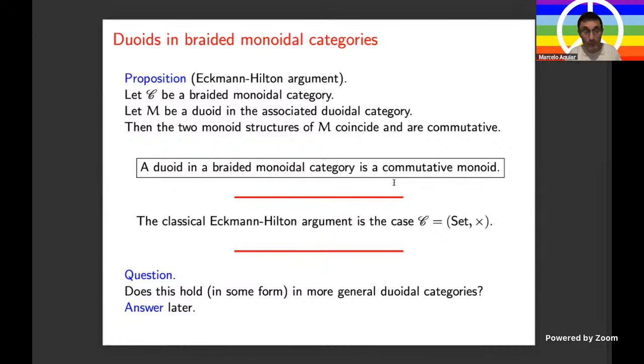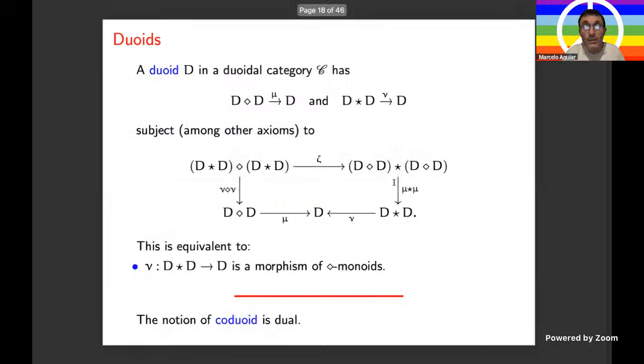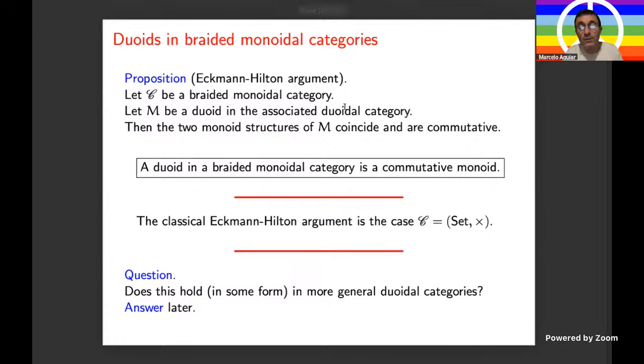general setting of duoidal categories, the two monoidal operations, let me go back, have a different domain. The two multiplications have different domains, D diamond D and D star D, so they cannot coincide, which is the conclusion of Eckmann-Hilton. So this question looks a little bit funny.